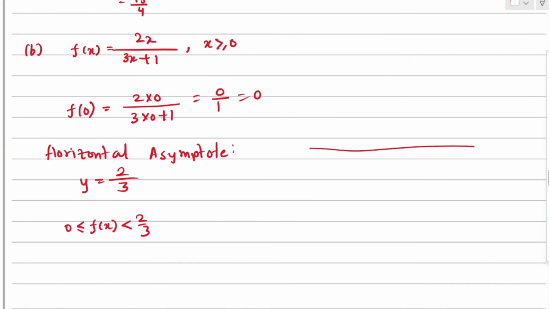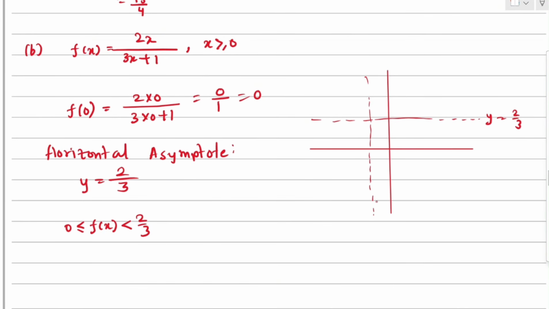If I draw a graph to represent our situation here, we can see that y equals to 2 by 3 is our horizontal asymptote. If I calculate the vertical asymptote, the vertical asymptote will be at minus 1 by 3. x equals to minus 1 by 3 is the vertical asymptote for this graph. We already know that the curve passes through the point (0, 0). So our graph would be like this.